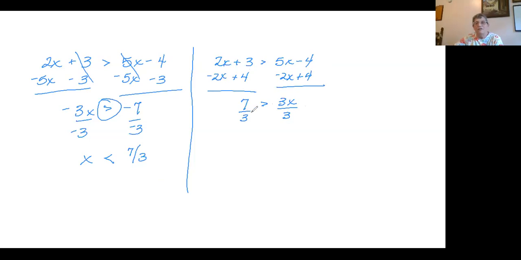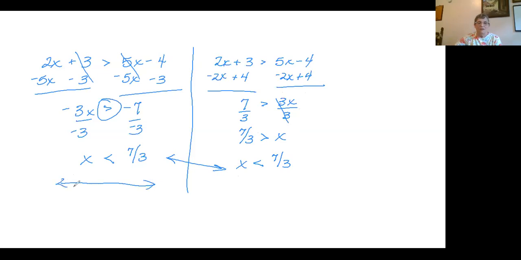Now this has nothing to do with what the answer turns out to be, only with what we're dividing by. So this gives me that 7/3 is greater than 1x. But if 7/3 is larger than x, that's the same thing as saying, well, then x must be smaller than 7/3. So notice the result is the same in both cases.